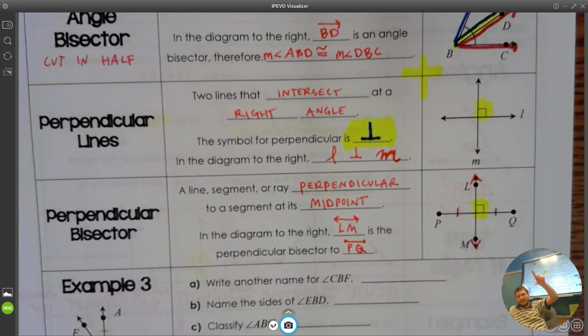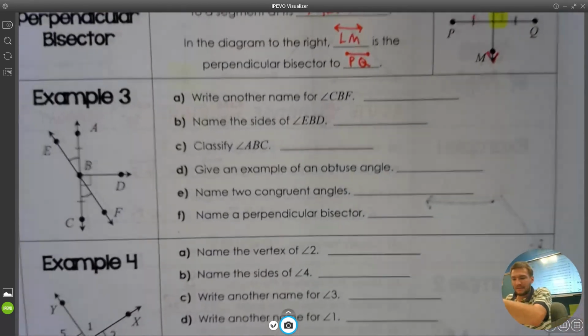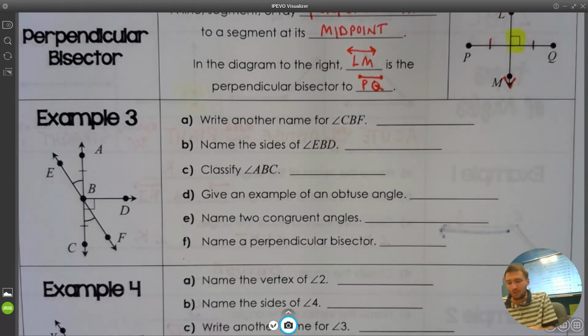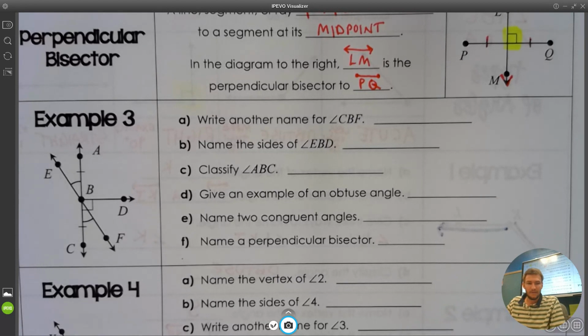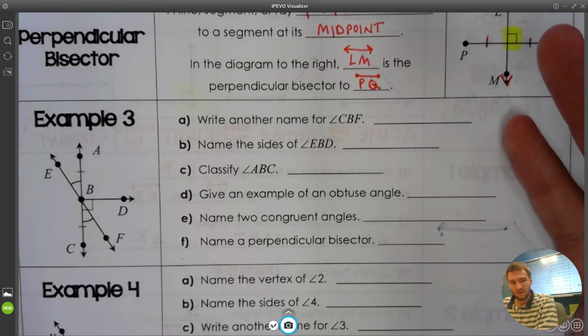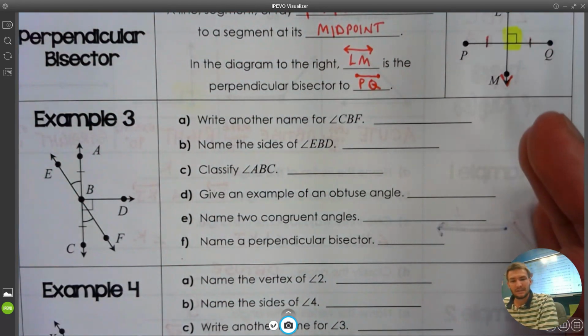All right, let's get into business because so far we've been doing too much talking about vocab. I'm going to give you guys a little bit of a break once we finish these notes to kind of relax. I know we've been talking for a long time. Let me just get through this example 3 and then I'll challenge you with example 4.